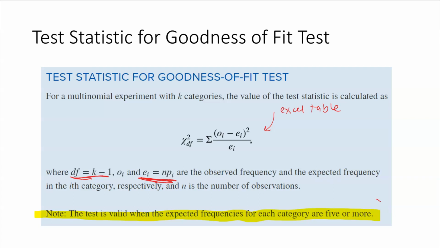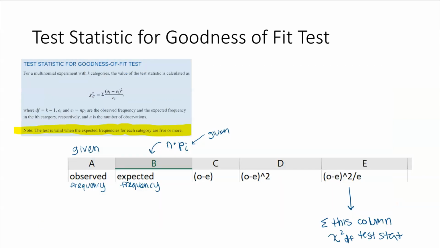And then this is super important here. The test is valid when the expected frequency, so we're talking about this value here, for each category is 5 or more. So if we end up not having 5 or more, we have to make some changes to the experiment. All right, so let's look at this here.